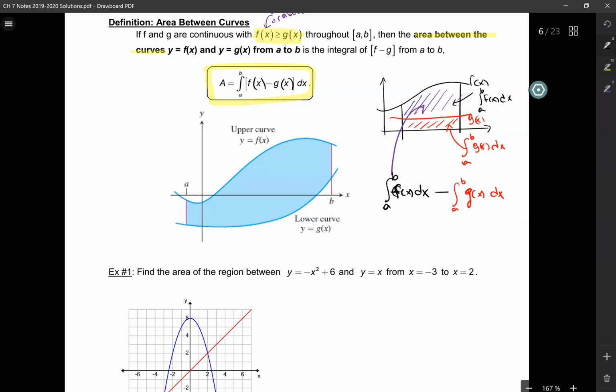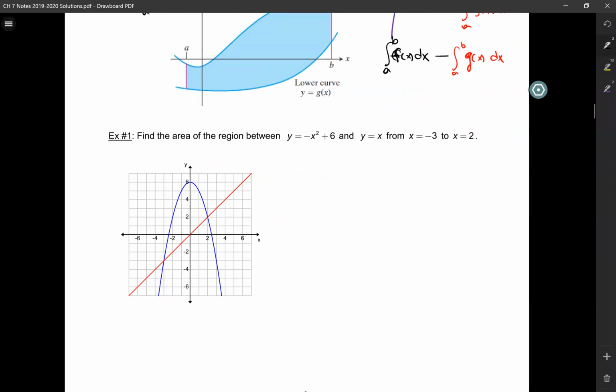So the way we do it is the area between the curves is equal to the integral from a to b of the upper minus the lower dx. That's the area in between.